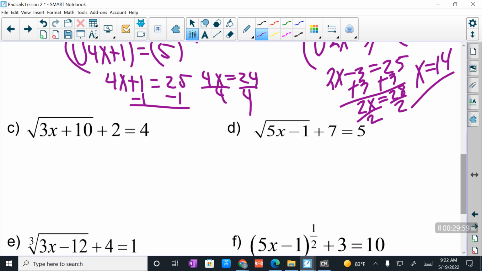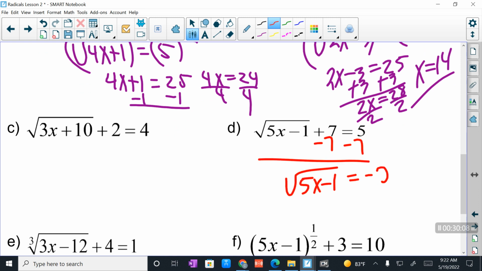Check this one out. Look at D real quick, because I'm running out of time. When I subtract 7, I got the square root of 5x minus 1 equals a negative 2. Uh-oh. I can't have a square root equal a negative. So that's going to be a big fat no solution.